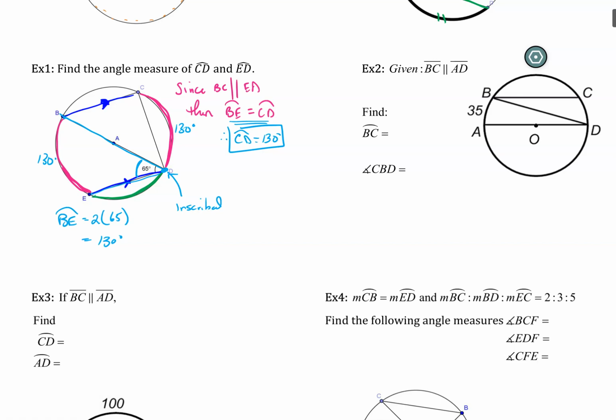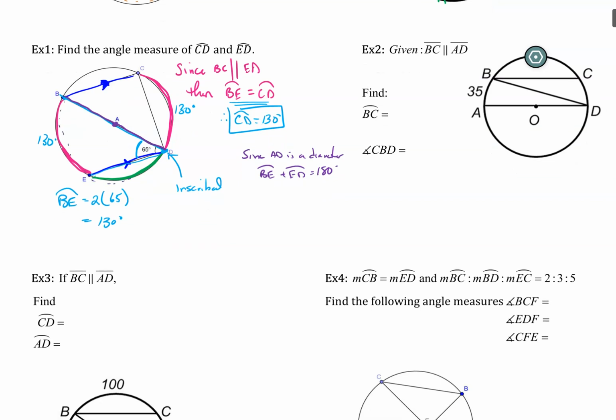So I'm looking for other key parts here, and I'm noticing that BD, that line segment right there, is a diameter because it runs through the center of the circle. It's a chord that runs through the center. So since AD is a diameter, we know that arc BE plus arc ED has to equal 180 degrees, because they would make this intercepted arc, which I'll do as a dotted line here, all the way around. That's half the way around the circle.